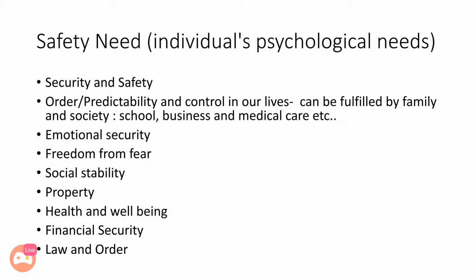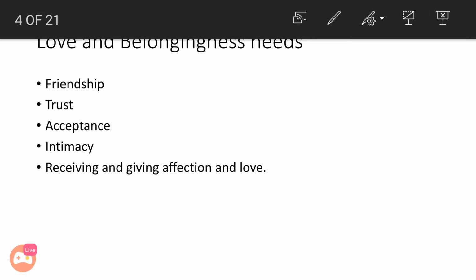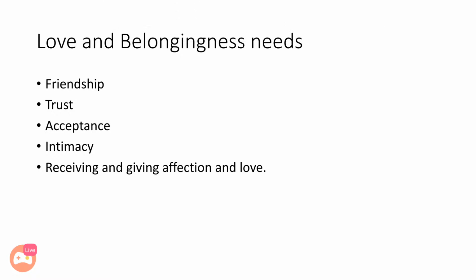So order, predictability and control in our lives, if these are the needs, emotional security, freedom from fear, social stability, property, financial, law and order, all these are safety needs. And then there is a third category of need, that is love and belongingness needs, okay. So you can understand, belongingness is a need, love is a need. So each one of us requires some kind of belongingness, okay. We belong to society, we belong to family, okay.